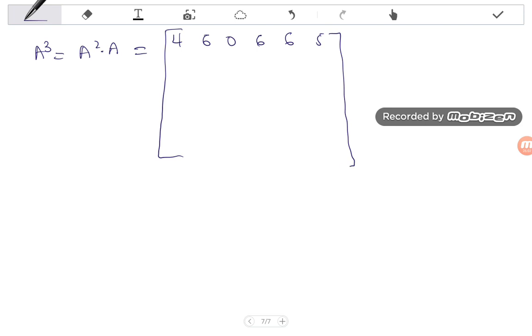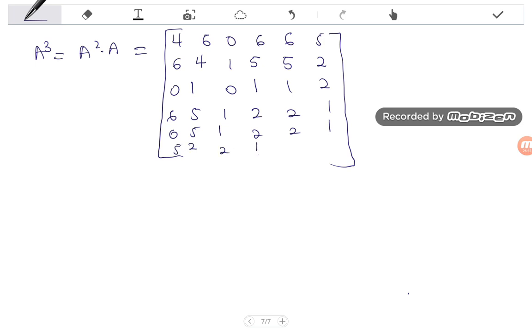4, 6, 0, 6, 6, 5. Please do not be lazy. Try your hands on it and see if you can get the same thing. 5, 5, 2, 0, 1, 0, 1, 1, 2. Then we have 6, 5, 1, 2, 2, 1. I have 6, 5, 1, 2, 2, 1, and the last one is 5, 2, 2, 1, 1, 0.